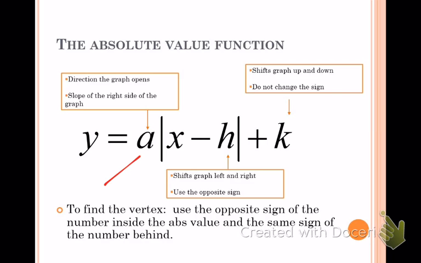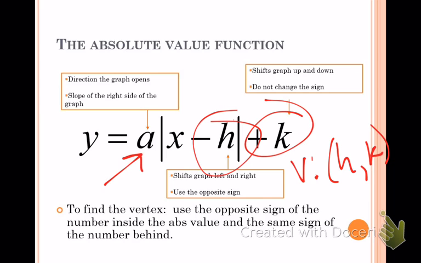So how do we put that together? All right, well, a is going to give us our slope, how thin or wide it is. It's going to tell us if it's going to open up or down. These two guys are going to come together to form the point for where that corner is, that vertex. And what we're going to do is create the coordinates. Since h shifted the V left or right, that's going to be our x-coordinate, and we're going to use the opposite of h. And since k shifted the V up and down, that's the direction of the y-axis, so that's going to be our y-coordinate for our V. And we're going to use the same k. So I'm going to keep saying opposite h, same k for our vertex. Okay? All right, let's try this out.